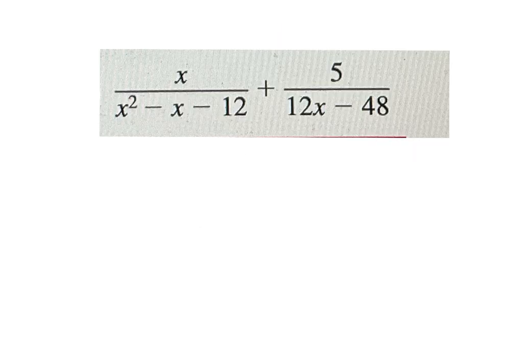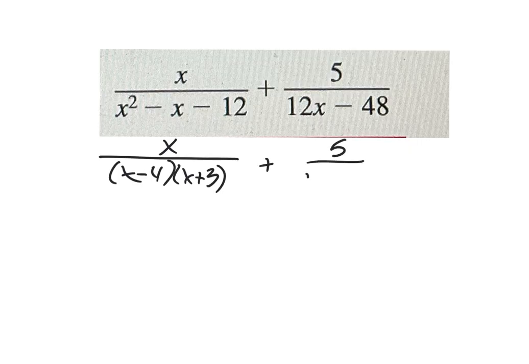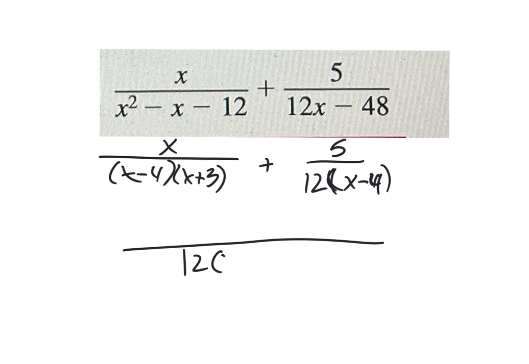All right, here we go again. My denominator, I'm going to go ahead and factor. That's x minus 4, x plus 3, plus, take out a 12 here, x minus 4. Okay, your LCD is going to be all the factors that you have. So I've got a 12, I've got an x minus 4, and I've got an x plus 3.